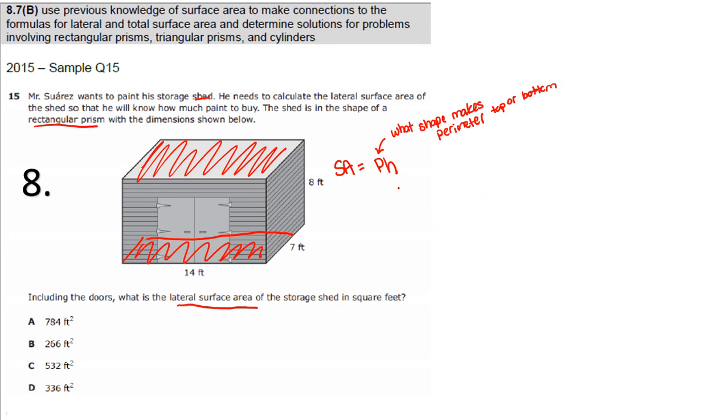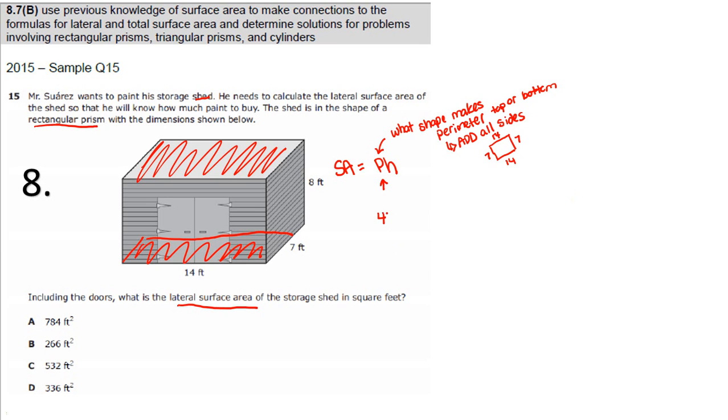Now be careful here, it's talking about perimeter. Perimeter means to add all of our sides. So we can either take 14 times 2 plus 7 times 2, or I'm going to draw another little shape of this rectangle, or we can just add up all our sides. Okay, go ahead and figure out what the perimeter is real quick. Alright, you should have gotten 42.